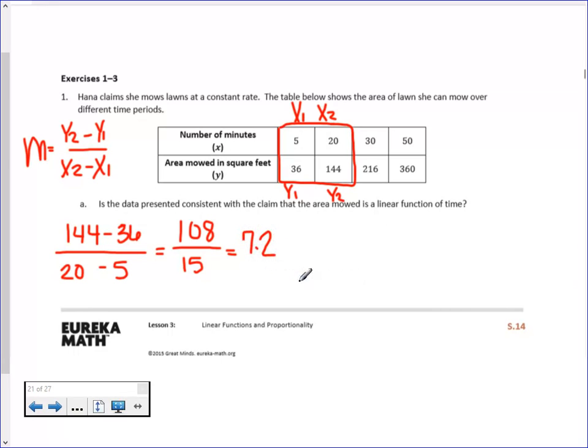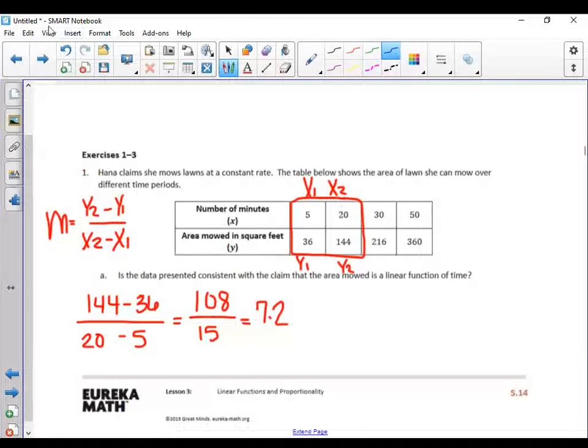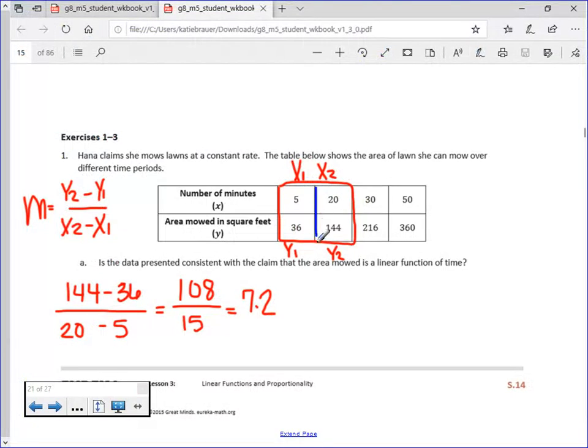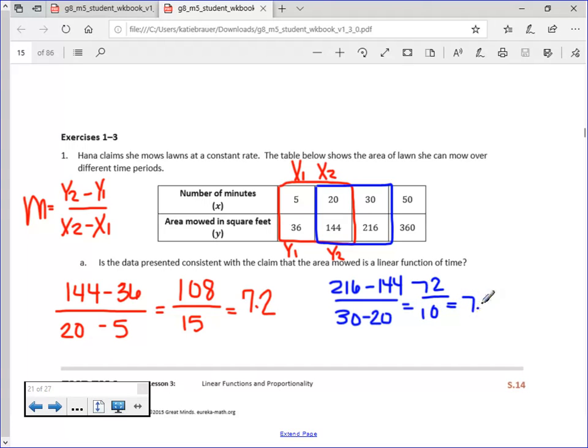We still have to keep doing this to make sure we have a constant rate. So I'm going to change the color of my marker again. We're now looking at two different numbers, this one right here. I'm going to take the bigger number minus the smaller number. I'm not going to label them like I did the last time. I'm just going to take 216 minus 144. And I'm going to take 30 minus 20. 216 minus 144. 72 divided by 10 is the same thing that we just got, 7.2.